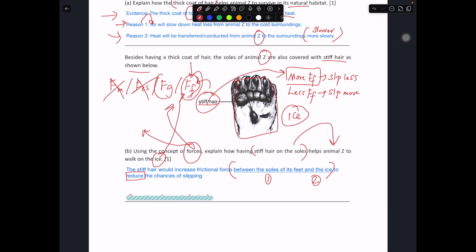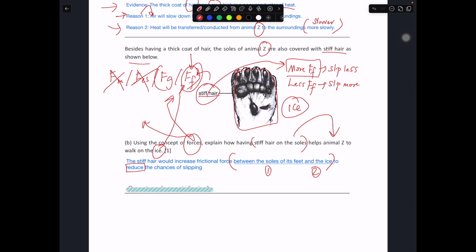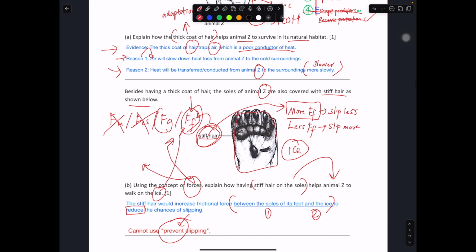The stiff hair in this case would not prevent the animal from slipping. So you cannot say prevent, because prevent is almost saying that if this animal has this adaptation, it will never ever slip in its life. But you know that's not true, because at some point, if the animal is not careful, or if the place is very steep, the animal might still slip. It's not 100% foolproof that if you have this adaptation, it will not slip. It's just that it reduces chances, slip less. So in this case, we are more or less done with this question.